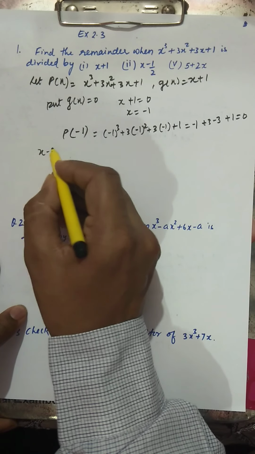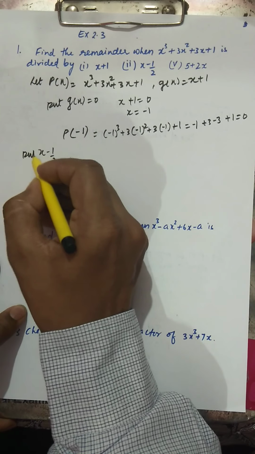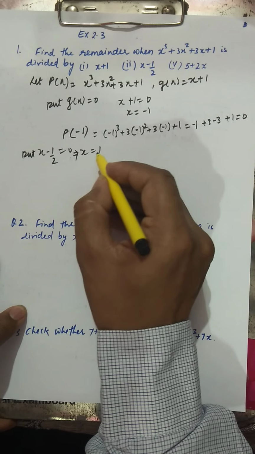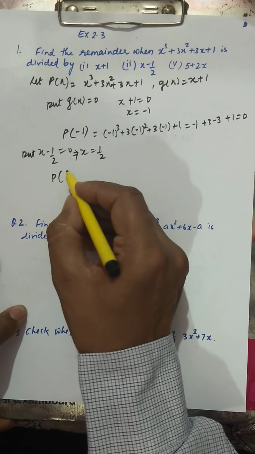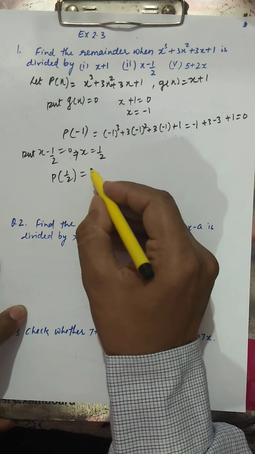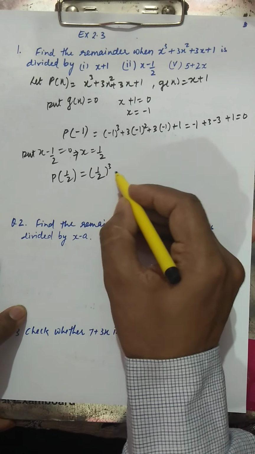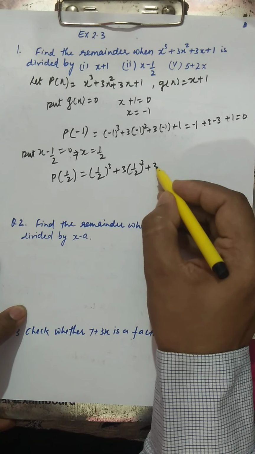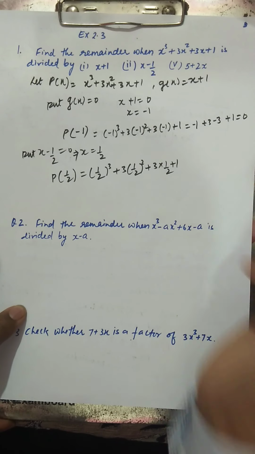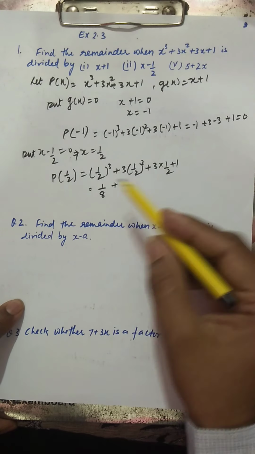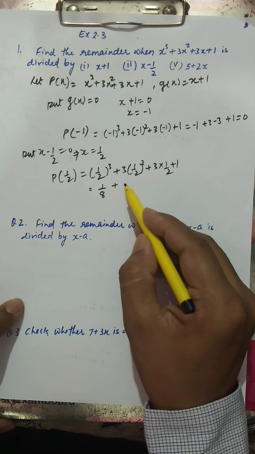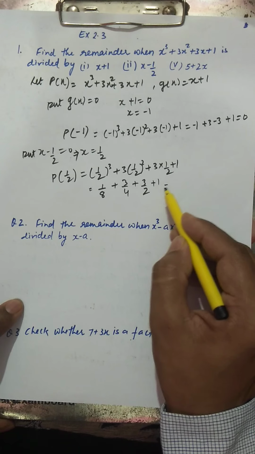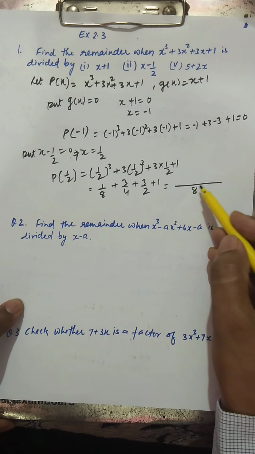Second is x minus 1 by 2. Put x minus 1 by 2 equal to 0. You get x equal to 1 by 2. Now we'll put this value 1 by 2. Then see what comes. This is (1 by 2) cube plus 3 (1 by 2) square plus 3 into 1 by 2 plus 1. So this becomes (1 by 2) cube, which is 1 by 8, this is 3 by 4, this is 3 by 2, this is 1. So you can see the LCM can be 8.